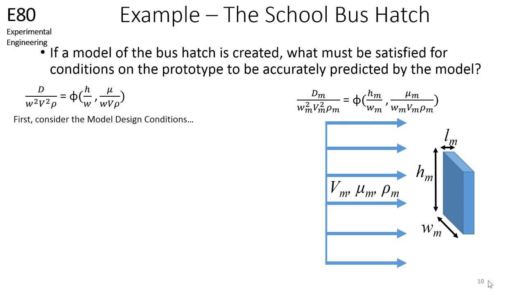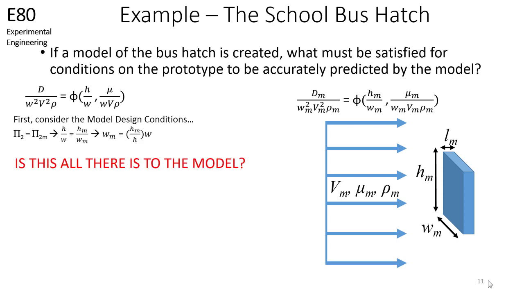Let's first focus on equating the non-pi sub 1 terms, which are called the model design conditions. If pi sub 2 of the hatch equals the pi sub 2 of the model, then this would dictate that the width of the model, w sub m, must equal the width of the actual hatch times the height ratio of the model to the hatch. Is this all there is to modeling? You should all be shouting no at the moment. It's not just about geometry.